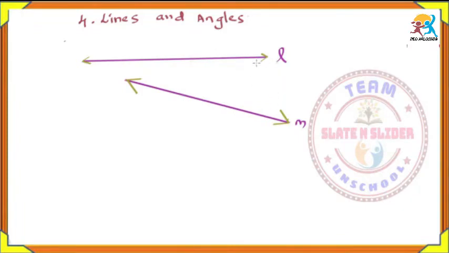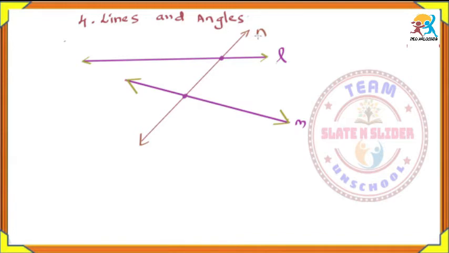Let us take two lines, and I will take one more line. This line is intersecting two lines L and M at two different points. Now I will name this line as N. So this line is intersecting L and M at two different points. The two points are here one intersecting point and here we have one more intersecting point.